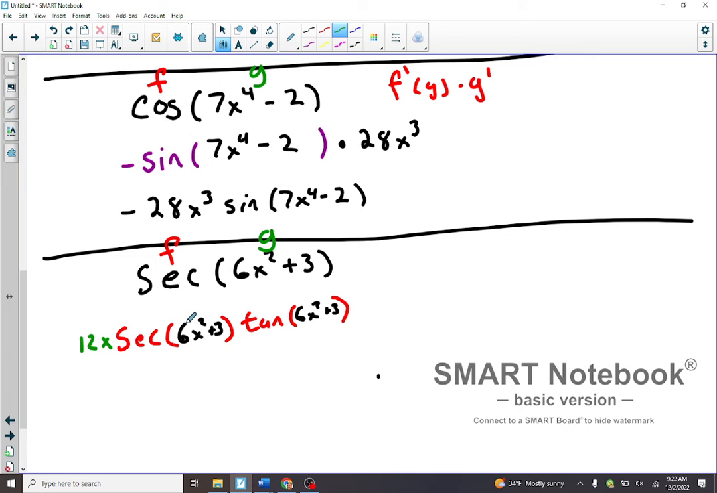Double chain? What do you mean? You will not do it again unless I ask for the second part. I'm saying like times 12x, yeah. So you can put it in the back or the front, doesn't matter.